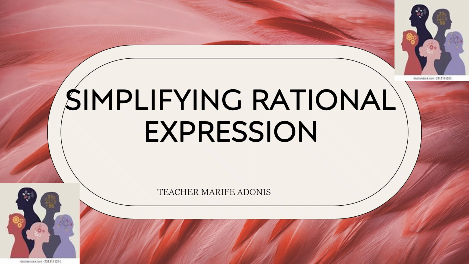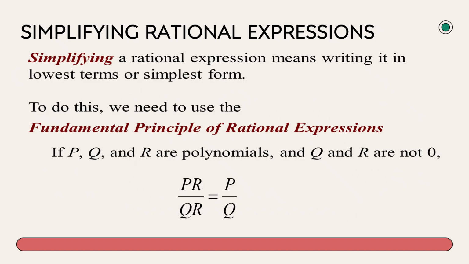Okay, so today our lesson is simplifying rational expressions. Simplifying a rational expression means writing it in the lowest terms or simplest form. To do this, we need to use the fundamental principle of rational expressions. If P, Q, and R are polynomials and Q and R are not zero, then PR over QR is equal to P over Q.